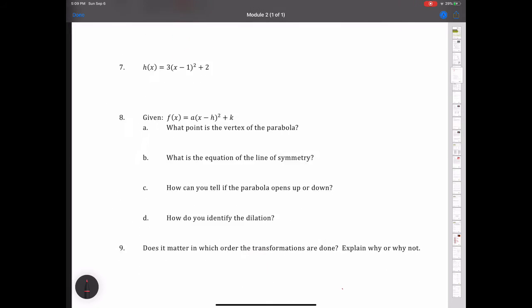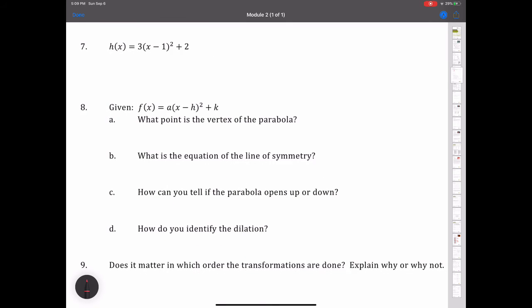Okay, now that you've got those three graphed, here's what we can look at. What point is the vertex of the parabola? Now remember, the vertex is just this point right here, regardless of whether the parabola faces up or down, or it's super squatty, or very steep. The vertex is always that point where we change directions.